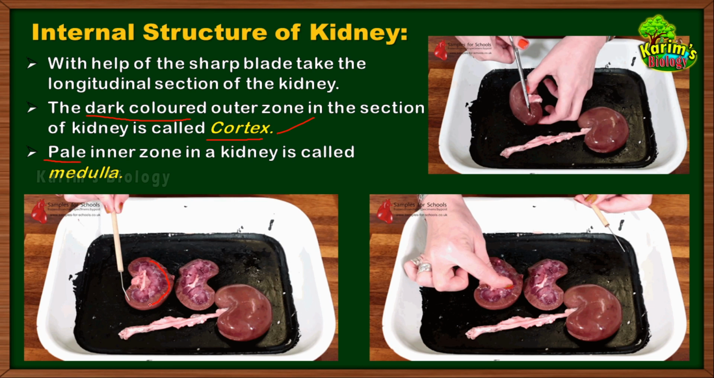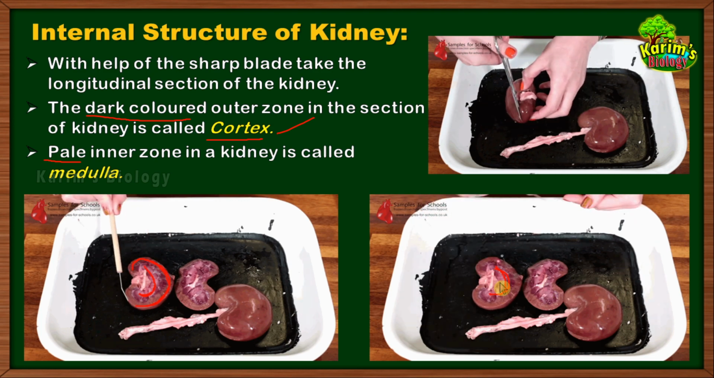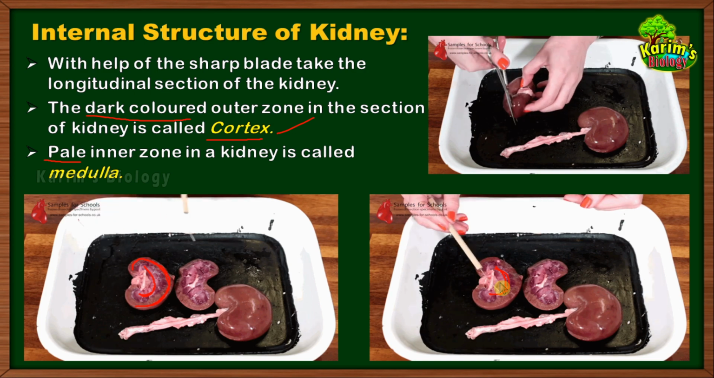Don't forget the outer zone. This is the outer zone, dark in color, which is called the cortex. Now this is the inner zone, you can see here clearly. This inner zone is called the medulla, and the medulla is pale in color. I hope you understood. So these are the two zones in a kidney which we have to remember, and they are very important.